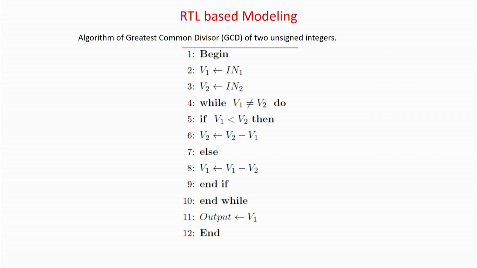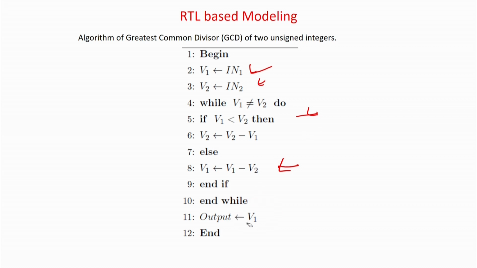This is a GCD computation, which is a very well known theory that we learn in high school. We take two numbers, say in1 and in2, and we find the GCD. The well known algorithm is that till V1 is equal to V2, we compare V1 and V2, and then we say V1 is equal to V1 minus V2 if V1 is larger, else we do the reverse. We keep doing it till the numbers are equal, and whatever value they become equal to, the GCD, is stored in the output V1.